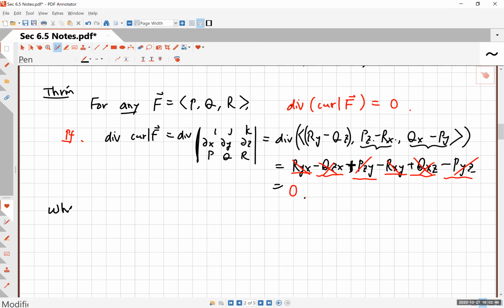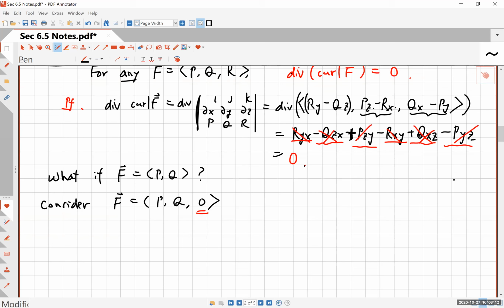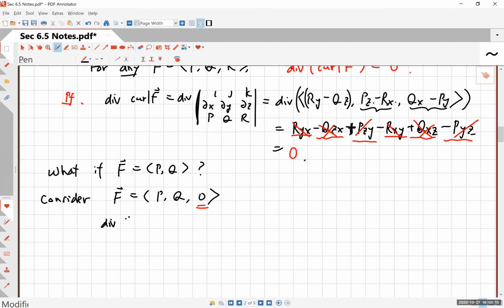So one last quick thing here. What if F is two-dimensional? Well, then you just think of this as a two-dimensional vector field embedded in three-dimensional space. So you just add a zero as the last component, and that's how you can calculate this. For instance, you can talk about the divergence of this as Px plus Qy plus zero. So this just becomes Px plus Qy.